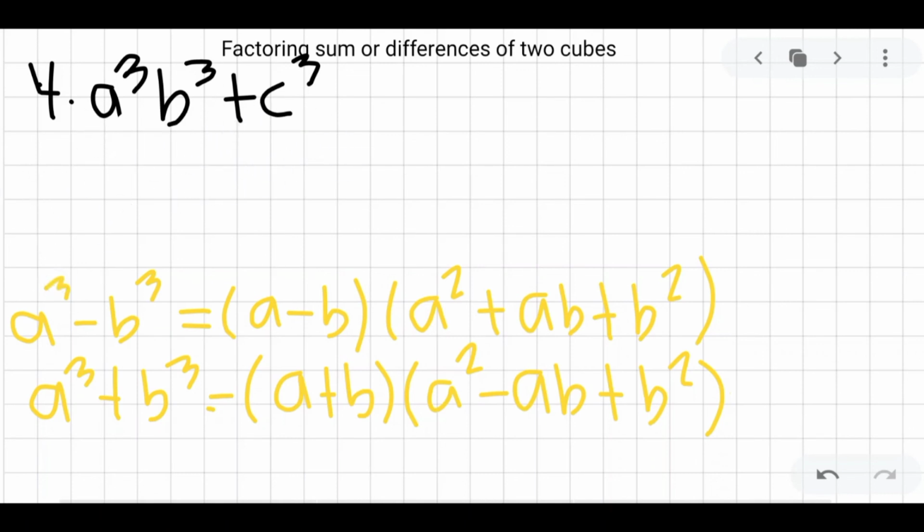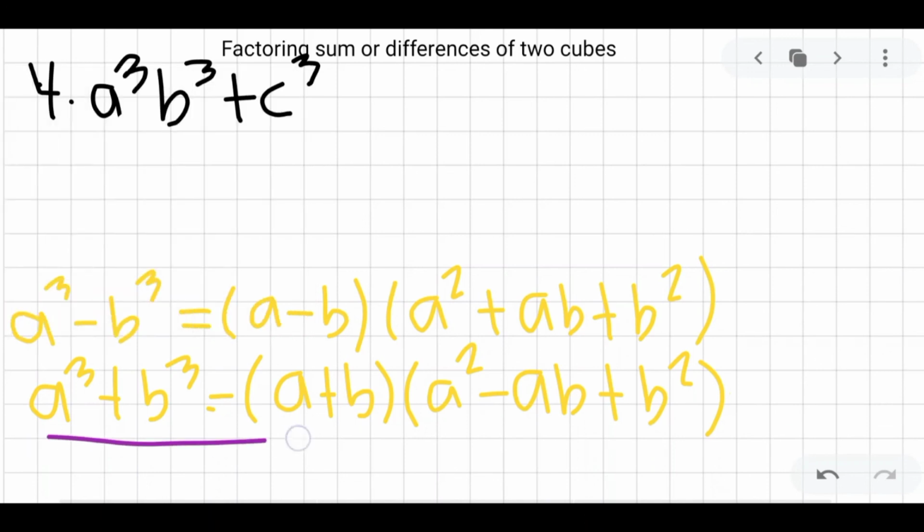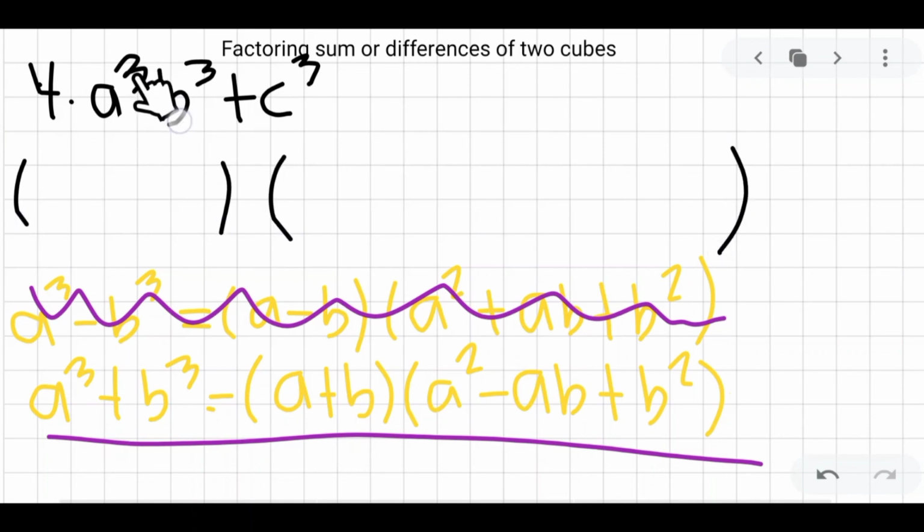So solve na natin. Kung napapansin niyo, this one is positive, therefore dito tayo titingin. Ito yung form na ipa-follow natin and not here. So this one and not here. So now let's solve it. Let's factor it. So 3 divided by 3, the answer is 1.